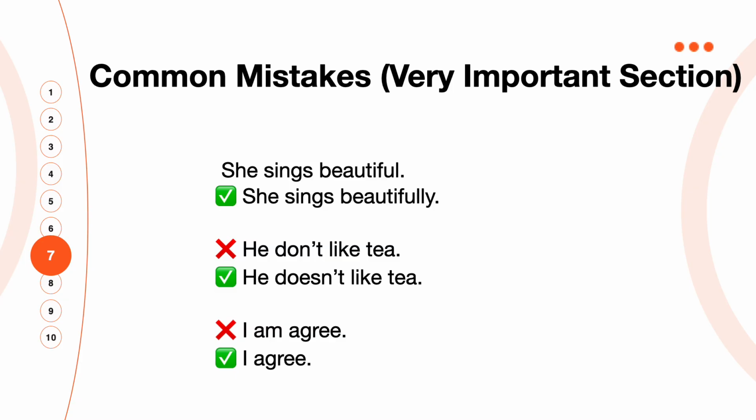Third example, I am agree. The word agree is already a verb, so adding am is unnecessary. Correct sentence is I agree. These mistakes usually happen when we don't recognize the role of each word.